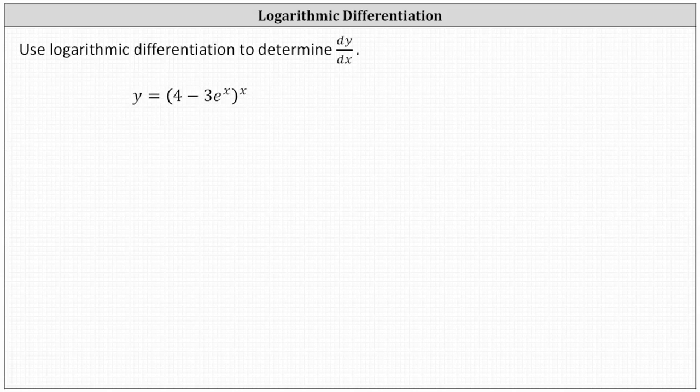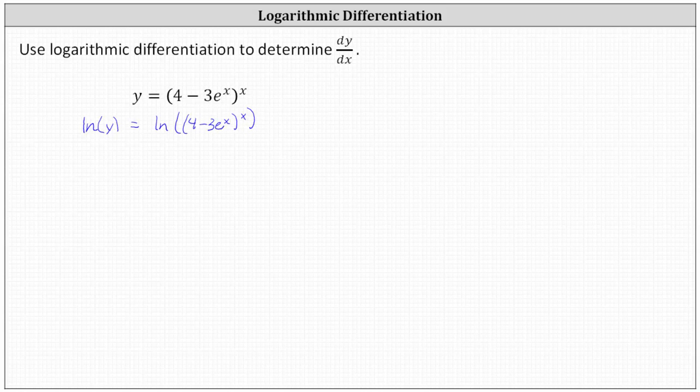We're asked to use logarithmic differentiation to determine dy/dx. We were given y equals the quantity 4 minus 3e^x, to the power of x. The first step is to take the natural log of both sides of the equation, which gives us natural log y equals natural log of the quantity 4 minus 3e^x to the power of x.